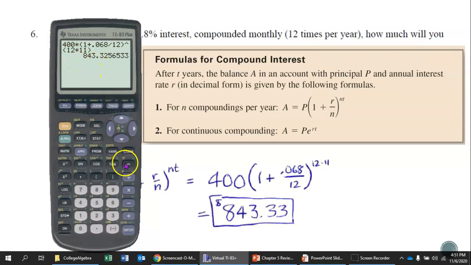I'm rounding to 2 places after the decimal point because this is supposed to represent an amount of money. So to the nearest cent, this would be $843.33.